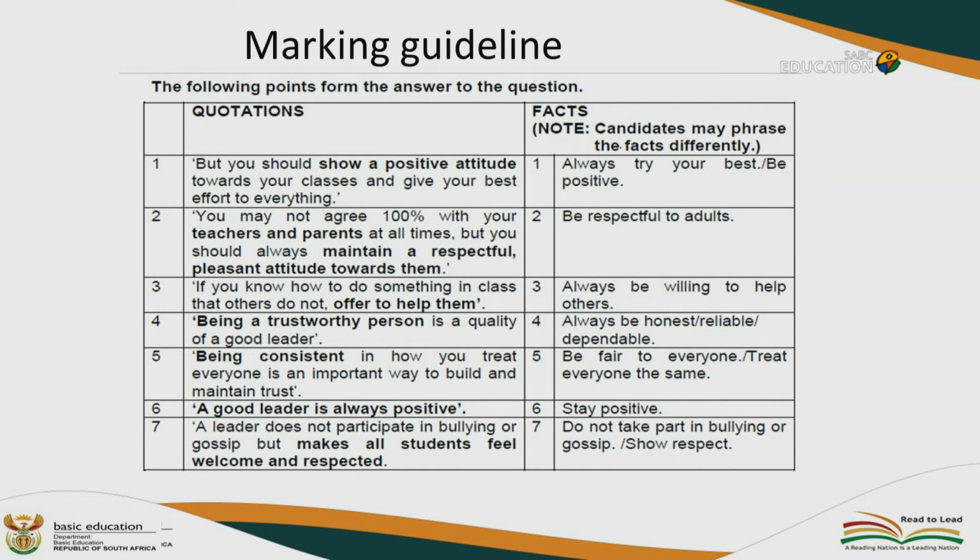A table is not necessary for the learners, but if you feel you want to do it, it's okay, but it is not necessary. So you have quotation 1, but you should show a positive attitude towards your classes and give your best effort to everything. As a learner, you can change it into the following: always try your best or be positive. You see how many words you have left out because you are summarizing. Initially, it was 1, 2, 3, 4, 5, 6, 7, 8, 9, 10, 11, 12, 13, 14, 15, 16, 17. 17 words in a sentence were changed into 1, 2, 3, 4.